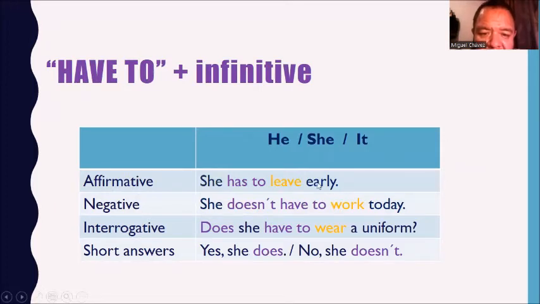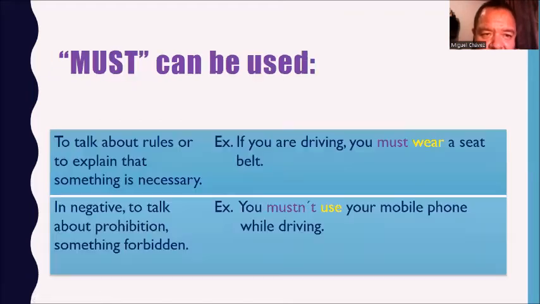She has to leave early. She doesn't have to work today. Does she have to wear a uniform? Yes, she does. No, she doesn't. Those are going to be the structures for the verb have to.